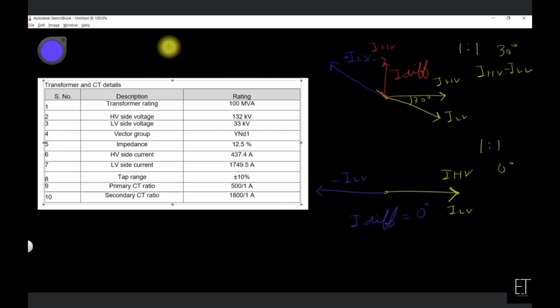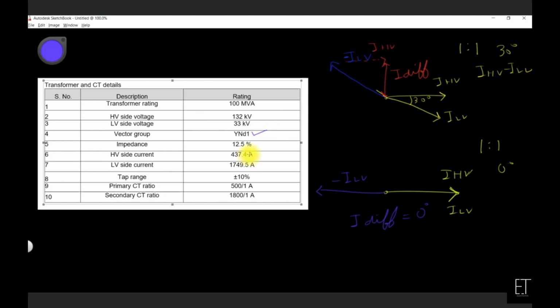You can also use symmetrical components or the polar method to calculate the differential current if you are not compensating in the transformer, and see how much it will be. Simply, here you can see this is the vector group, and we have to compensate for it using our setting calculations.